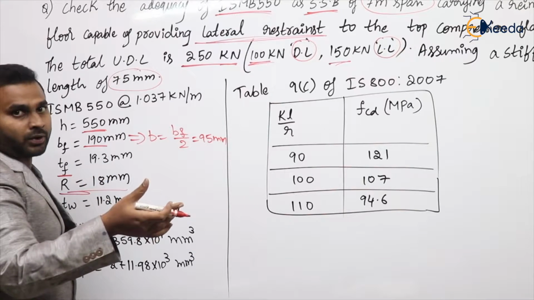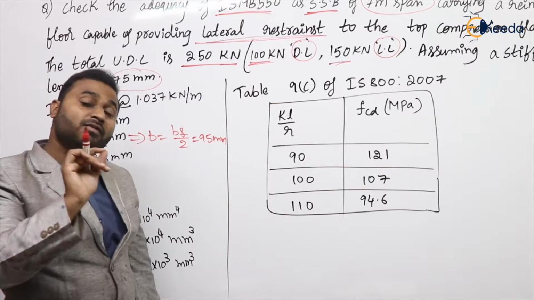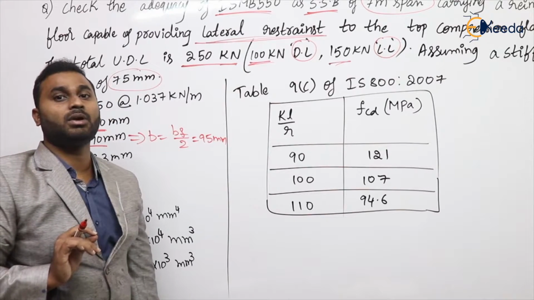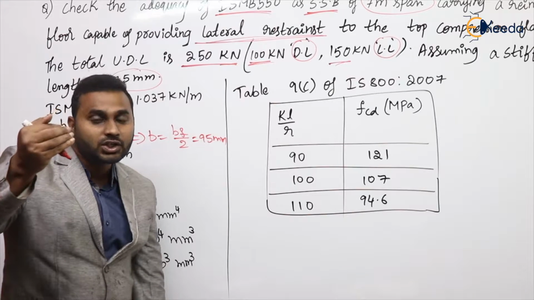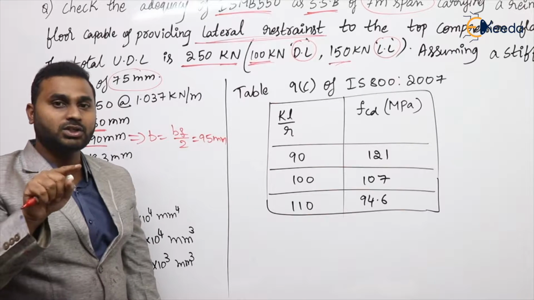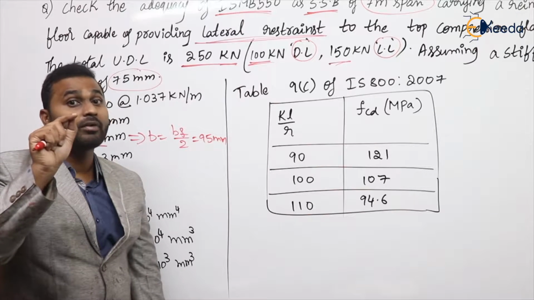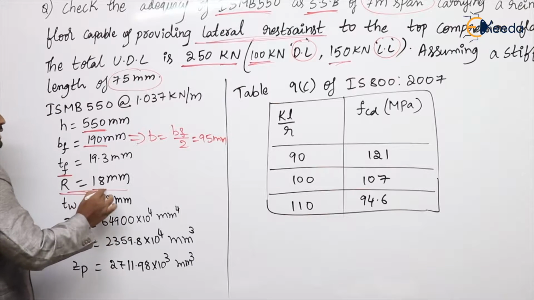What is the root radius? With a diagram I will explain. Root radius is the radius of the curvature at the fillet. The fillet is the junction of flange and web. At that junction we provide some curvature, and the radius of that curvature is known as root radius. How much is it? 18 mm.